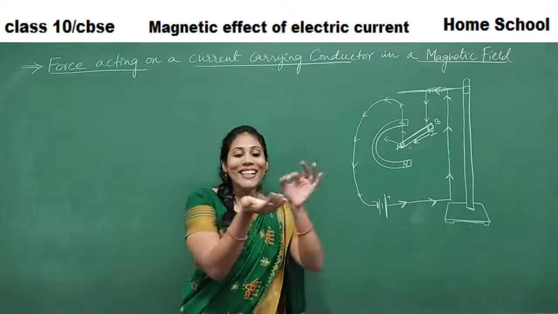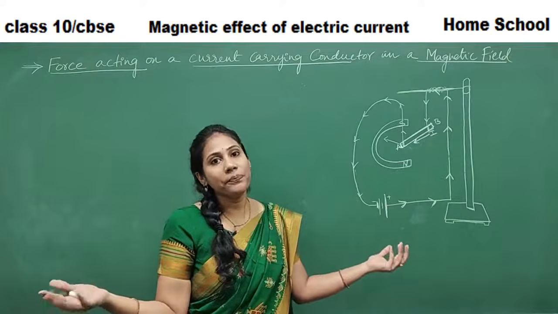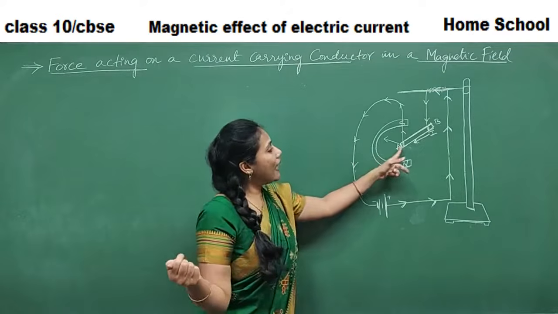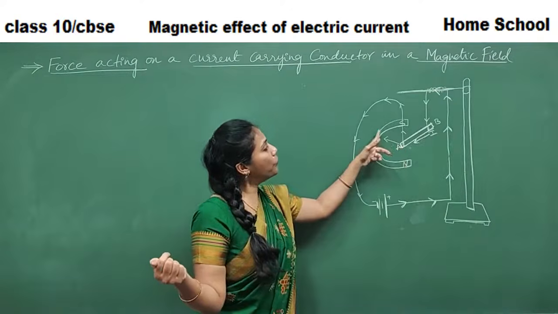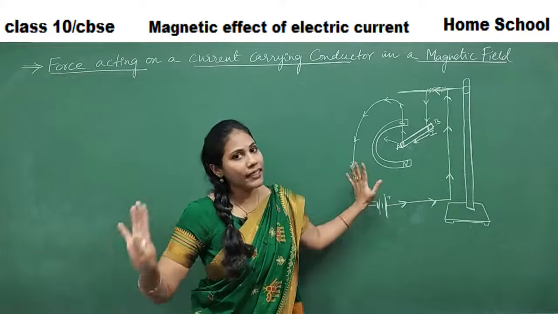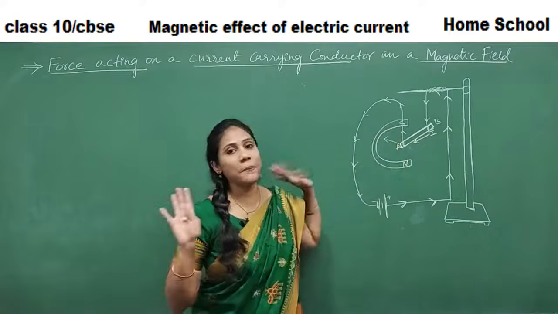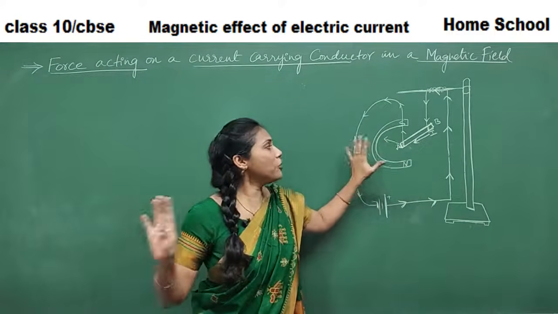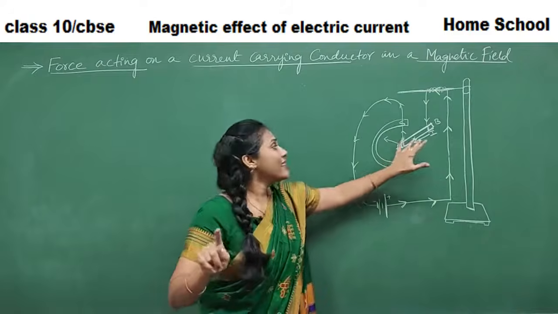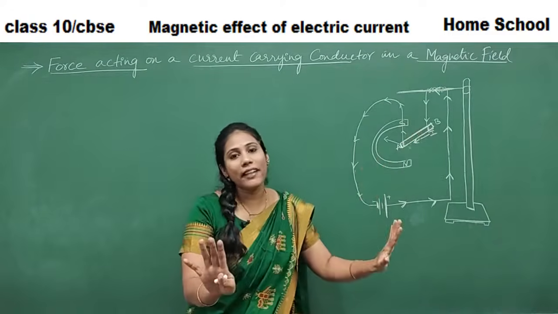Right? Until and unless you apply force, an object will not move. See here what has happened, the aluminium rod moved. It may be on the left side or right side, don't worry about the direction now. The aluminium rod showed some displacement, some movement, some motion. That means some force is acting on this particular rod.